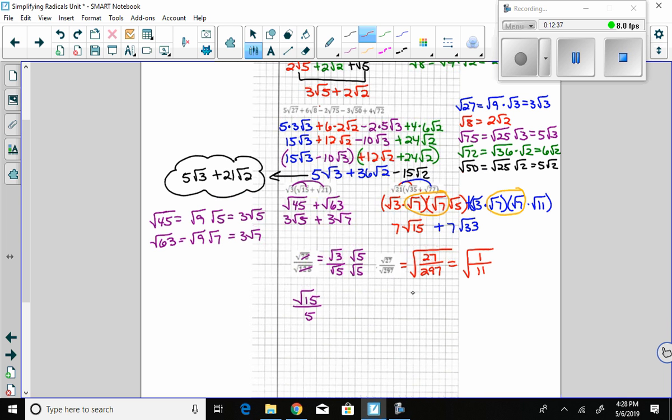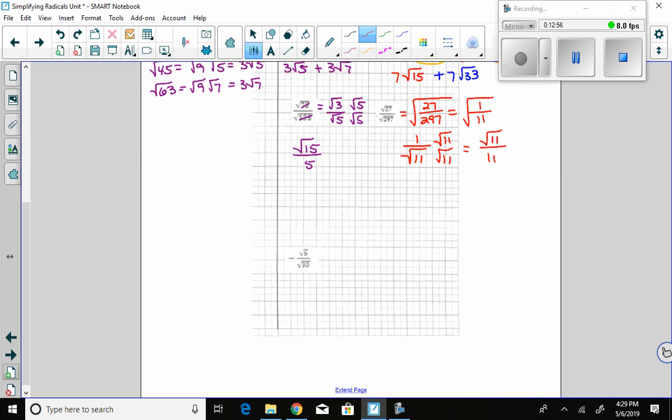Now, this is illegal. I cannot have a radical in the denominator. So I'm going to rationalize it by multiplying both the numerator and the denominator by the square root of 11. And I end up with the square root of 11 over 11. Yay!